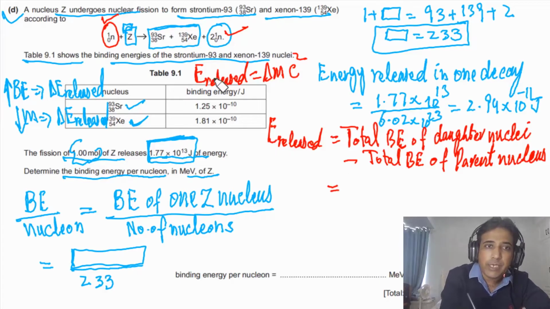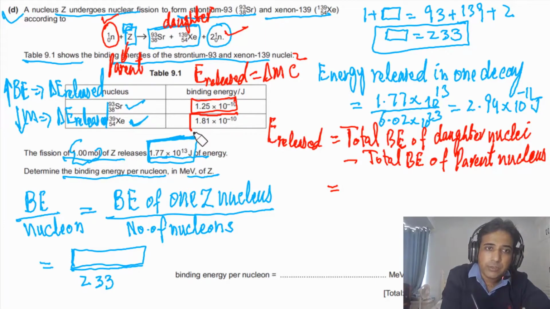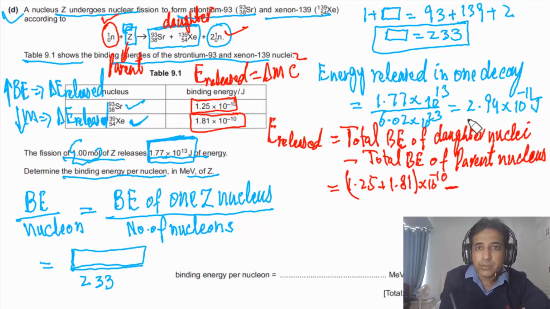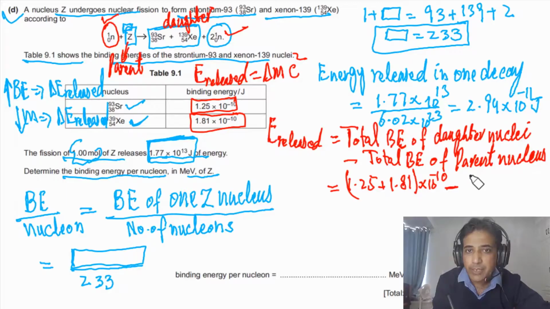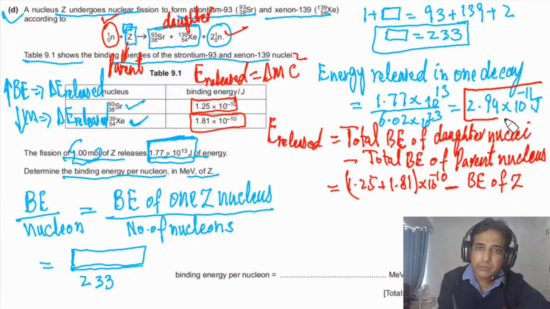Energy released equals the total binding energy of daughter nuclei minus the total binding energy of the parent nucleus. In this case, we have these two daughter nuclei, and this is our parent nucleus. The binding energy of one nucleus is 1.25 and the other is 1.81, both multiplied by 10 to the minus 10, minus the binding energy of C. So we need to find the binding energy of C, but we have the energy released.